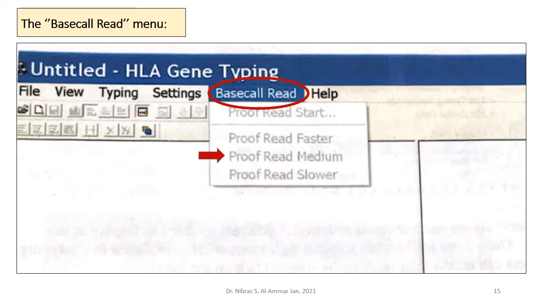Now the base call read menus. Base call read menus include proofreading start, proofread faster, medium, or slower. The recommended one is proofread medium in that case. It's the recommended one.